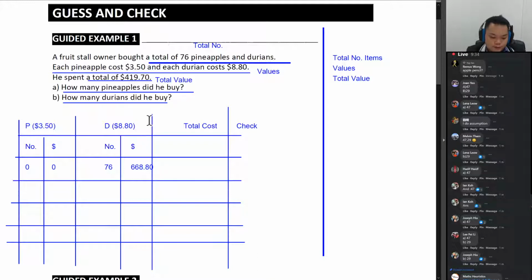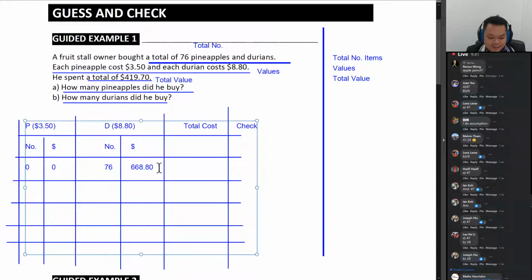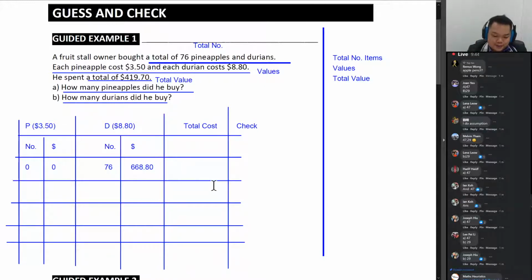You're all very fast. So if you add up 0 and 668.80, you end up with $668.80. So your first guess will definitely be wrong, because if you have 0 of something, there's no way this can be true.